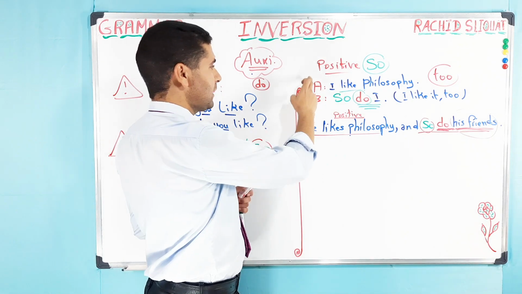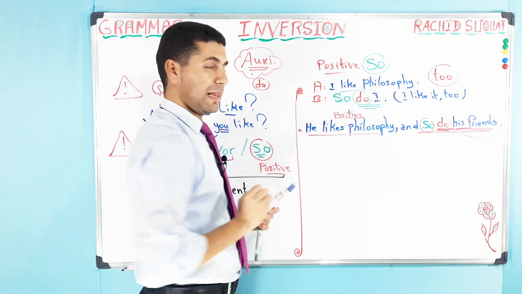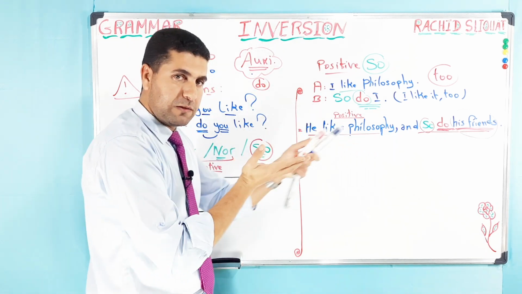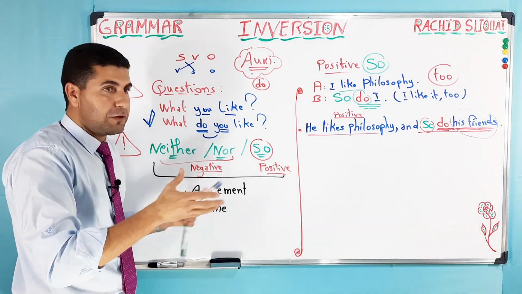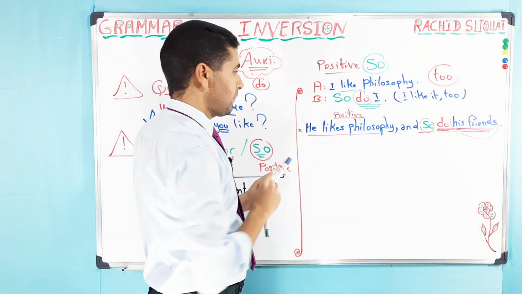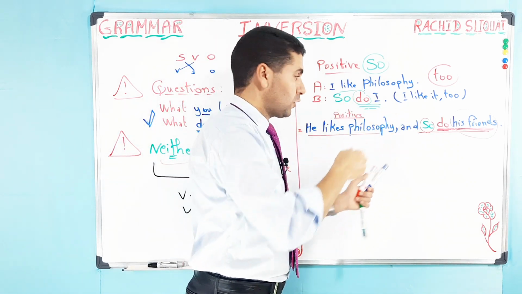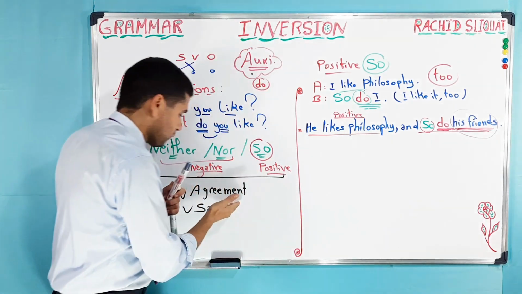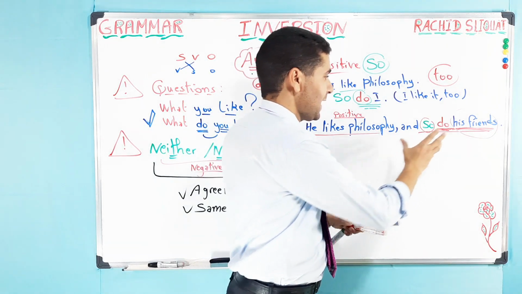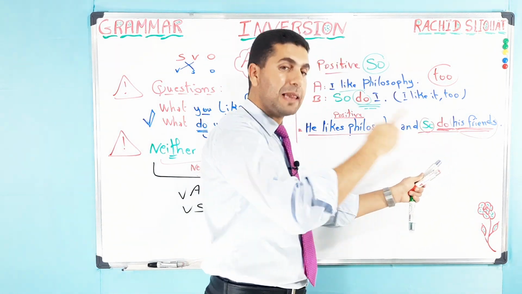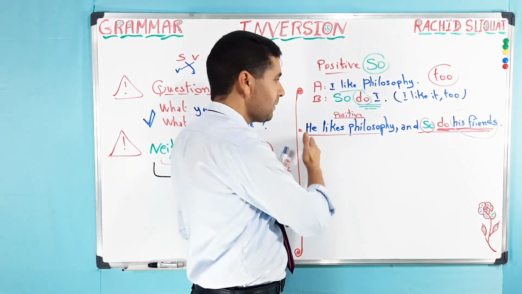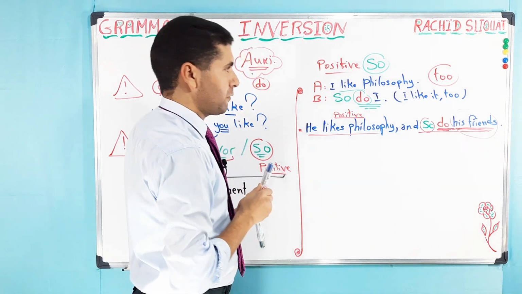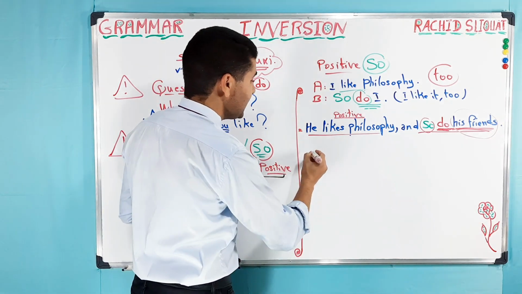So either in conversations, short answers like this one, to show the same when A and B share or love the same thing, or number two, in the second clause after a positive clause, when there is again agreement or sameness. Here, for example, his friends like philosophy too, not only he but also his friends. All right, this is a very essential thing to remember. This is for positive. Now let's move to negative.